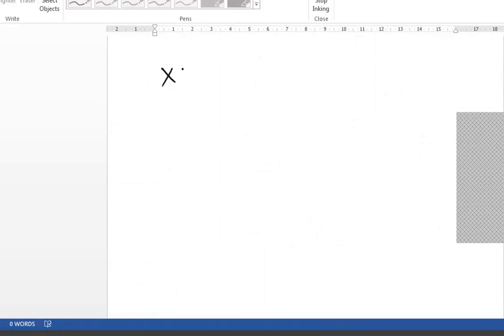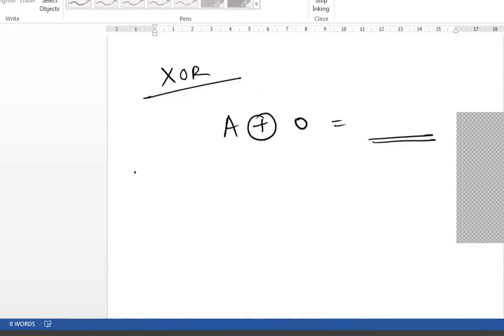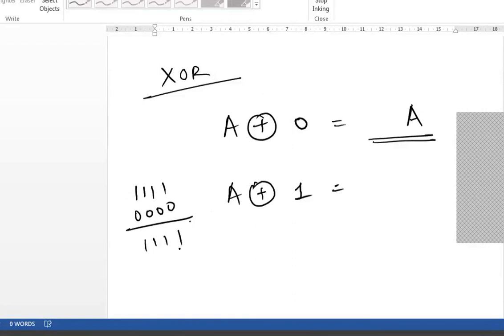We know that when I use an XOR gate, A XOR 0, can anyone tell me what is my answer over here? A XOR 0, suppose A is 1111, if I write XOR 0, it means what? It will give me the same number. Excuse me. And A XOR 1, what would it give me? Let us see, A XOR 1. It will give me A dash. Yes. So from this logic, can I change my circuit?